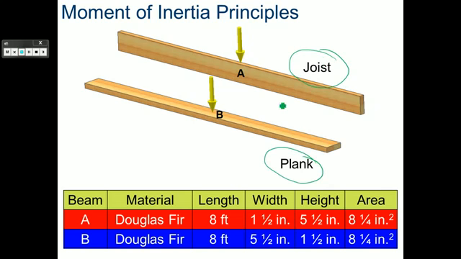If we look down here, beam A, the top one is the joist. That's what you see in the floors of your house. It is 1.5 inches wide and then 5.5 inches high. It has down here, as you see, an area of 8.25 square inches. The plank, which is what you see on your deck patios, is going to be 5.5 inches wide and then 1.5 inches high. Both orientations are very good for different situations and for very different reasons.